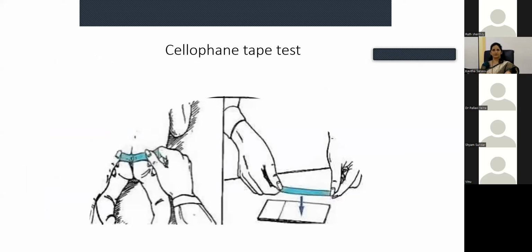So another method is called the cellophane tape method. Here clear cellulose tape preparation is used, and it is quite a widely used procedure for pinworm infection, Enterobius vermicularis. The eggs are usually not seen, okay, but you can see the worms.